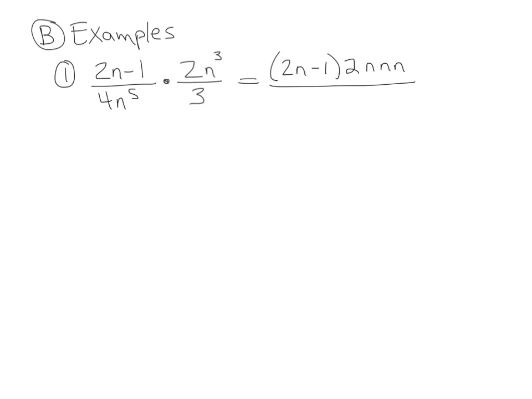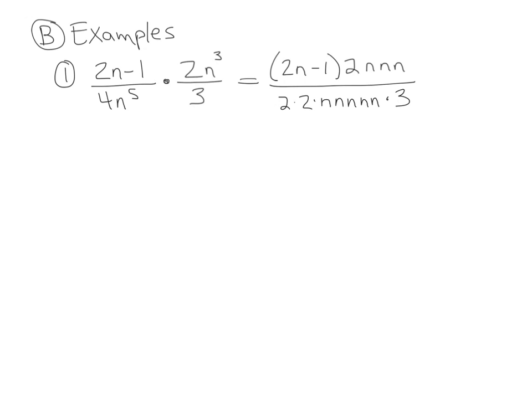Underneath, we have a 4n to the 5th. So 4 is 2 times 2. And then n to the 5th, 1, 2, 3, 4, 5. And then we have that times 3.